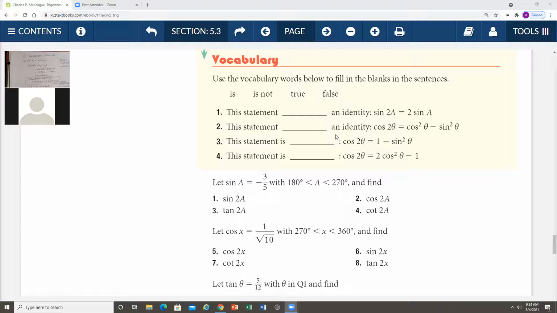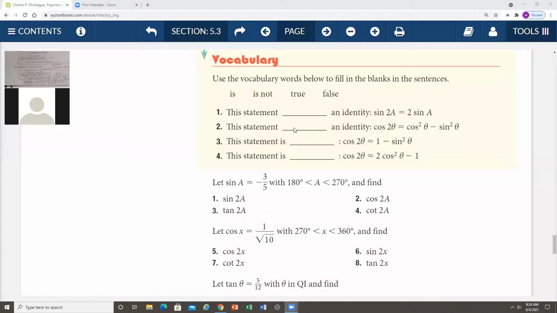Number 2, this statement blank an identity: cosine of 2 times an angle theta is equal to cosine squared theta minus sine squared theta. Is that true? Is that one of the valid identities we've seen this morning? If you look back in your notes, is this a valid identity for the double angle for cosine? Yes, it is, right? Cosine 2 theta is equal to cosine squared theta minus sine squared theta. That's one of 3 equivalent versions for the double angle identity for the cosine function. So this statement is an identity.